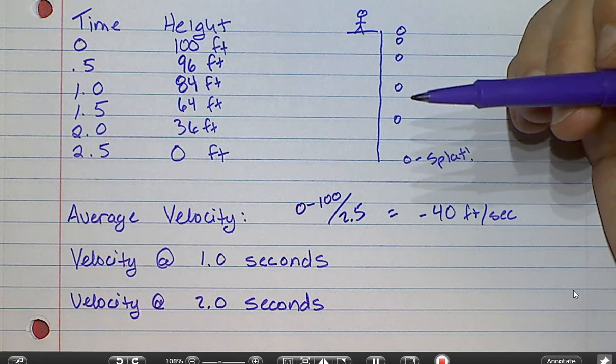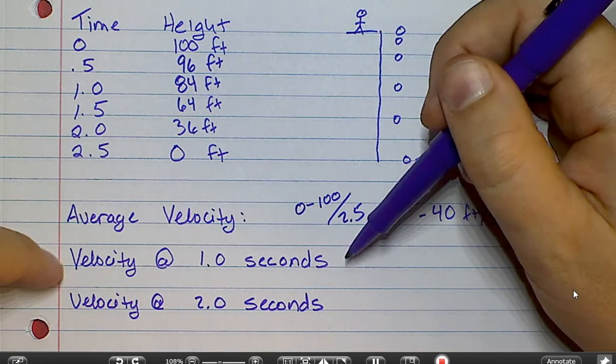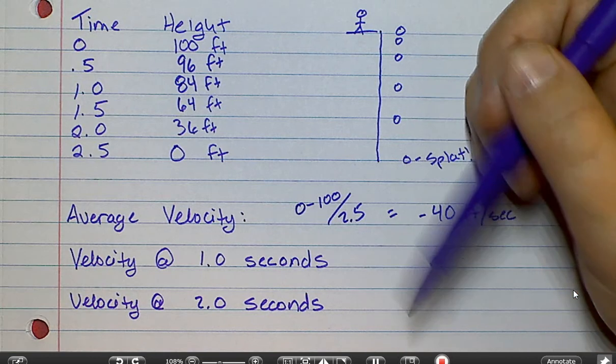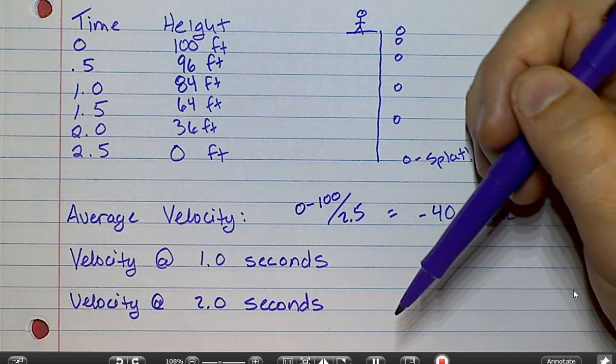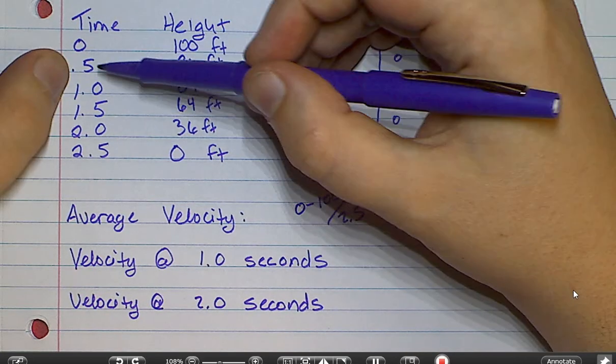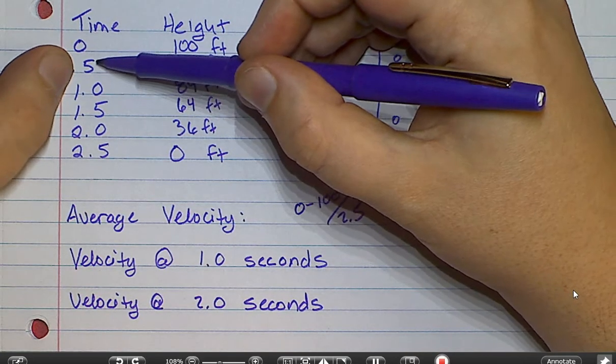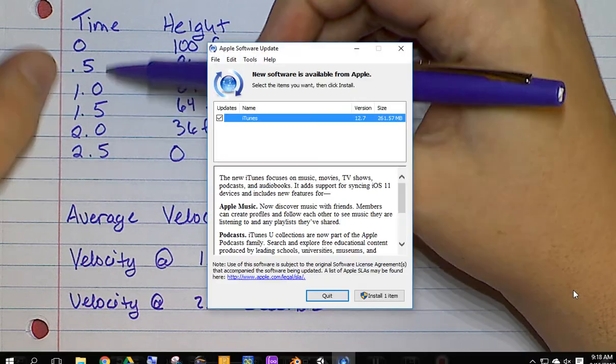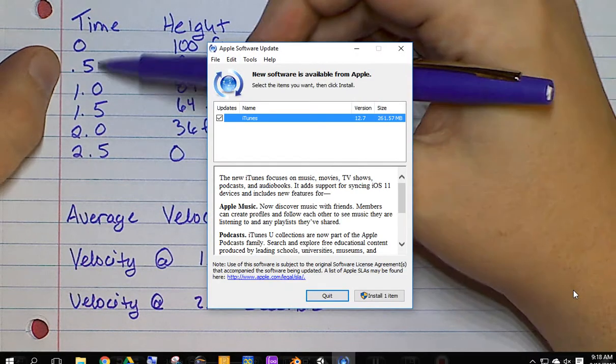So what we can do to try to find this instantaneous velocity, for now, we're going to learn how to find it exactly in this chapter. But for now, what we can do is find the velocity from right before 1 second to right after 1 second, find the displacement between those two, and then divide by the time between those two.